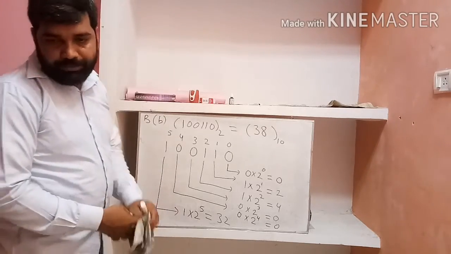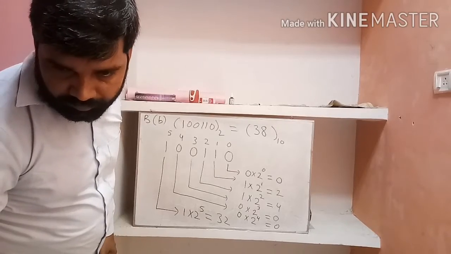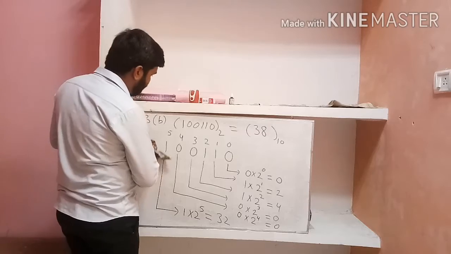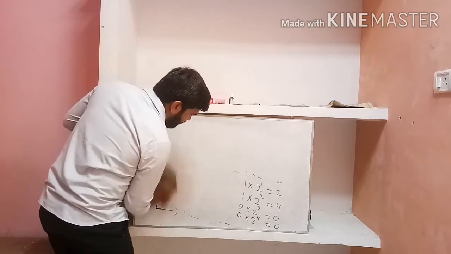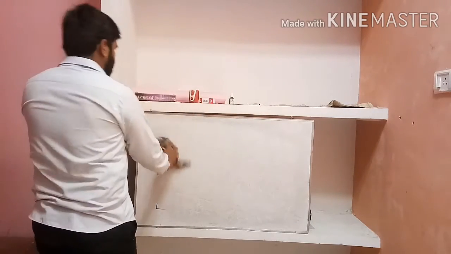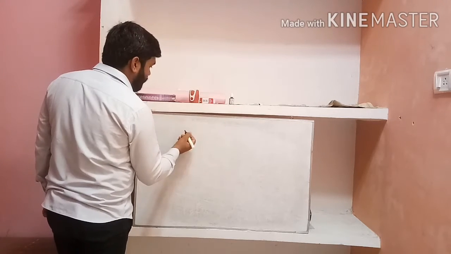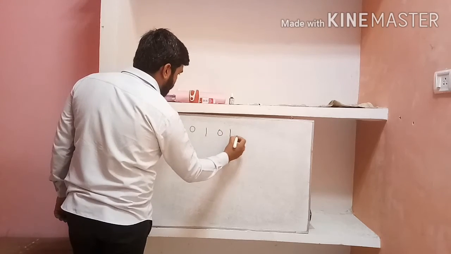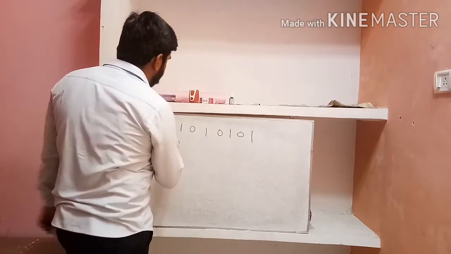Now we move to the next question. One more, you can see how we convert binary to decimal. It is very easy. Suppose I have taken one question: 1 0 1 0 1 0 1. This is the binary number, and we want to find its decimal equivalent.